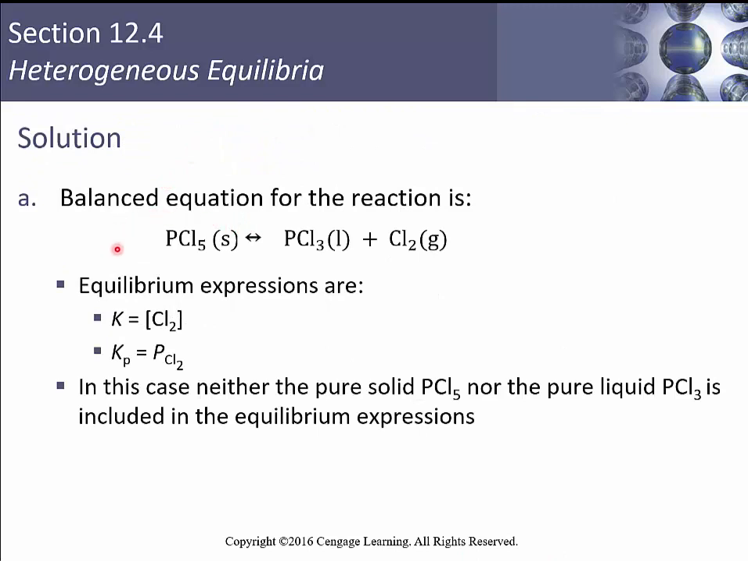So for our first one, our balanced chemical equation is phosphorus pentachloride giving us phosphorus trichloride and chlorine gas. Our equilibrium expression is going to be K equal to the concentration of Cl2. Why just Cl2? Well, this guy over here is a solid, doesn't show up. The phosphorus trichloride is a liquid, doesn't show up. So sometimes the only thing you can monitor might be limited. Our equilibrium K is going to be equal to the concentration of chlorine, and our Kp is just going to be the pressure of the chlorine gas. In this case, neither the pure solid PCl5 nor the pure liquid PCl3 is included in the equilibrium expressions.